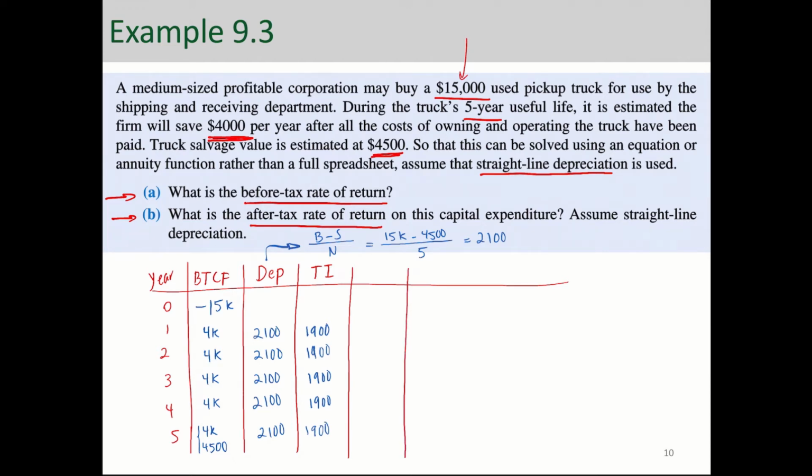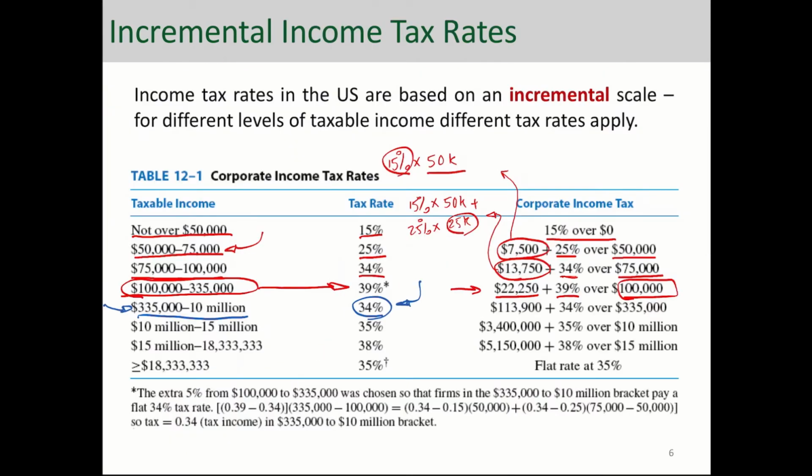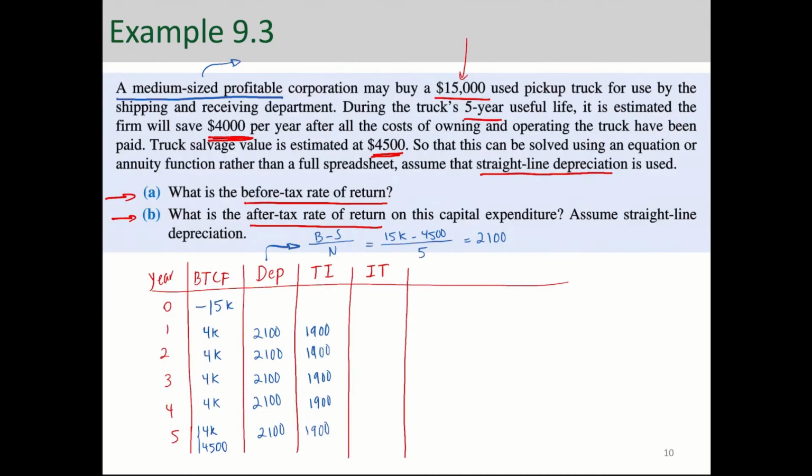Now that we know the taxable income, it's time to apply the tax rate on that and calculate the income tax, and that is IT here. At this point, we got to know the tax rate. The tax rate is not directly given to us, but what we're going to assume is that this medium-sized profitable corporation is in the category of mid-size corporation, and 34% is the incremental tax rate in this case.